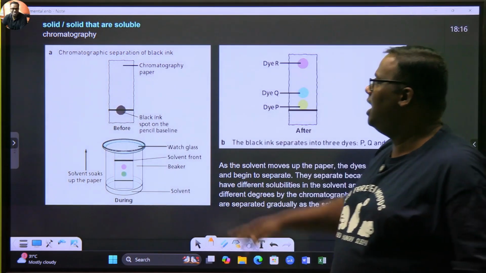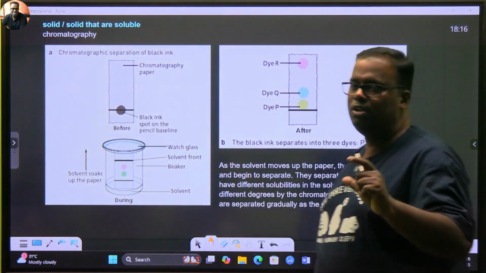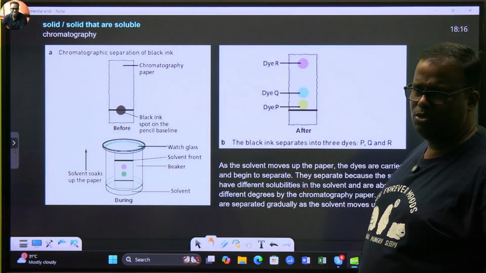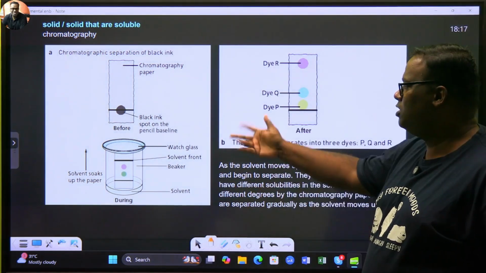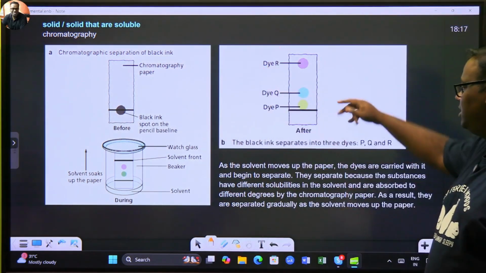Clear? And we always cover the lid so that the solvent doesn't dry. The solvent is very volatile. It has to be volatile, otherwise it will not absorb. Petrol can also be used, ether can also be used, nail polish remover can also be used. The job is that it should climb up. So these three dyes are coming out.